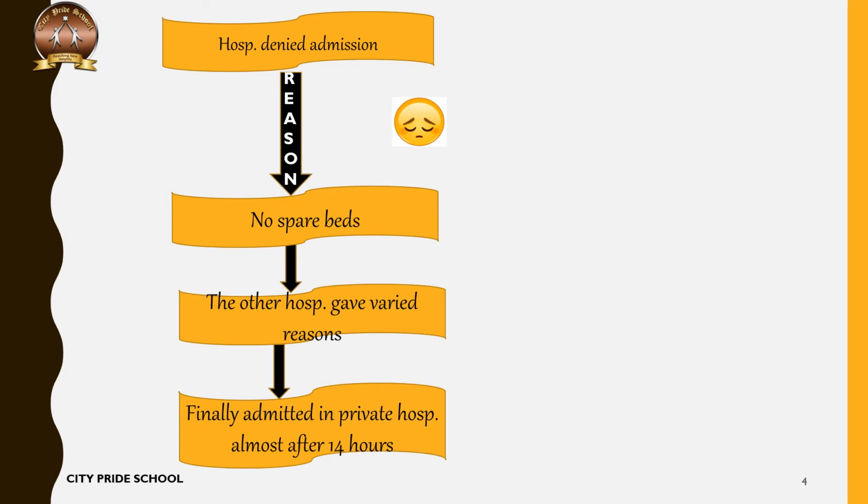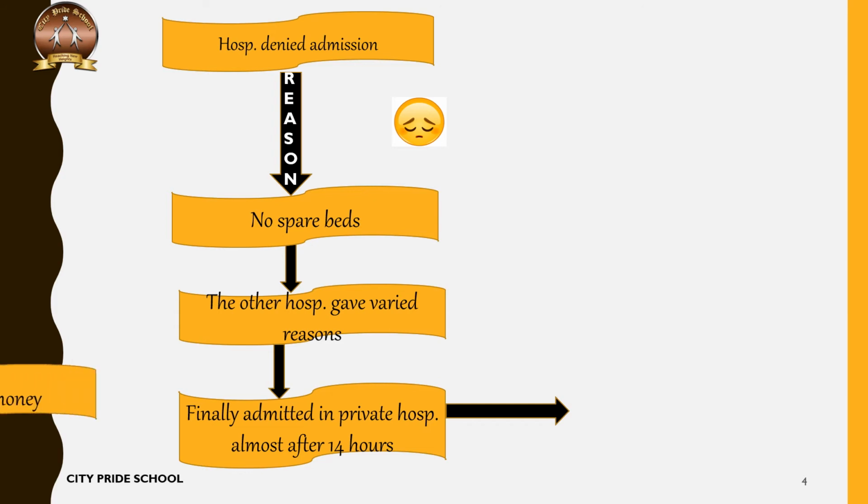And no hospital took him, no one admitted him in their hospitals. There were n number of reasons given. Maybe there are no specialized doctors, or maybe these are not the OPD hours, there are no spare beds, and n number of reasons given to him. So finally, after almost 14 hours and 7 to 8 hospitals, this particular person was admitted to a private hospital.